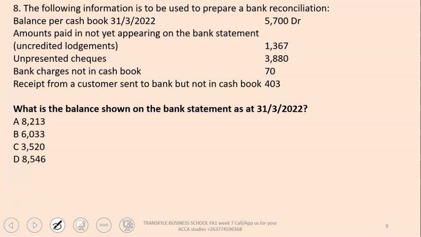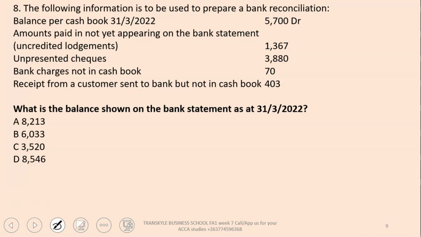Let us read it together. The following information is to be used to prepare the bank reconciliation. Following the cash book, 31 March 2022, so it's very recent. Amount paid in, not yet appearing on the bank statement. These are uncredited lodgements and unpresented checks. Bank charges not in cash book. Was one receipt from a customer sent to bank but not in cash book. 403. Alright.